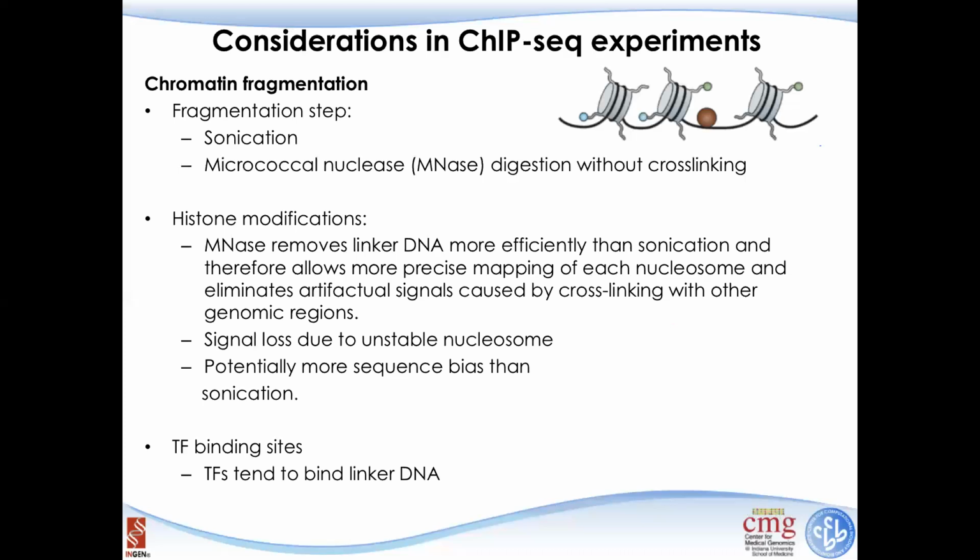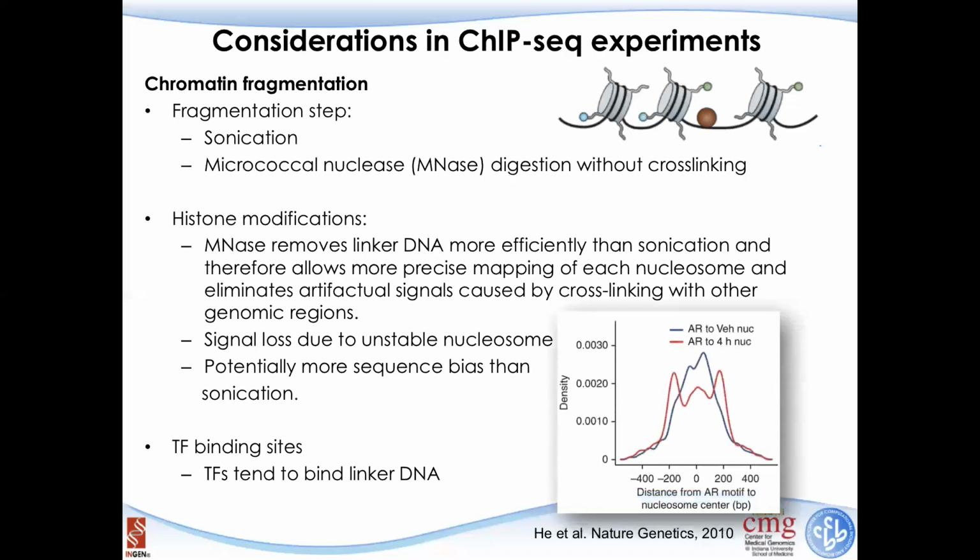However, when you study transcription factors, what do you need? If you have a hypothesis or knowledge that those transcription factors tend to bind the linker DNA, definitely you cannot use this fragmentation technology. You have to use sonication. Here is one example. They show two conditions, and this androgen receptor, its binding sites. And what they show is a binding peak.